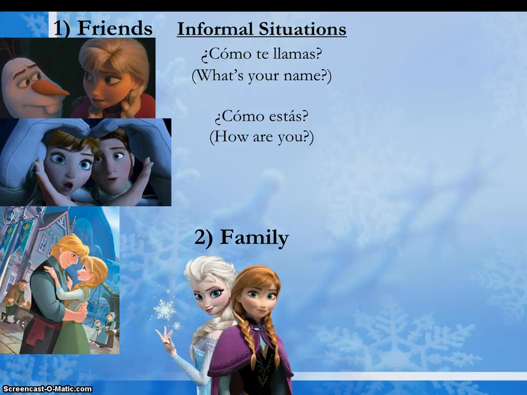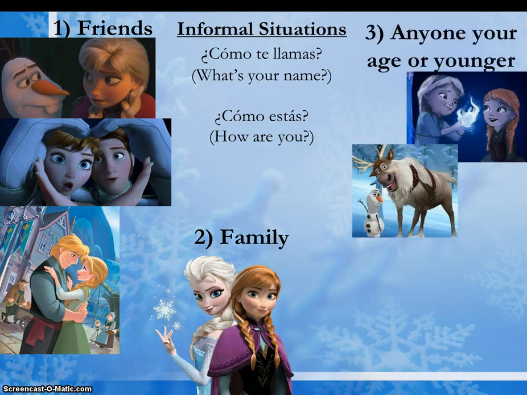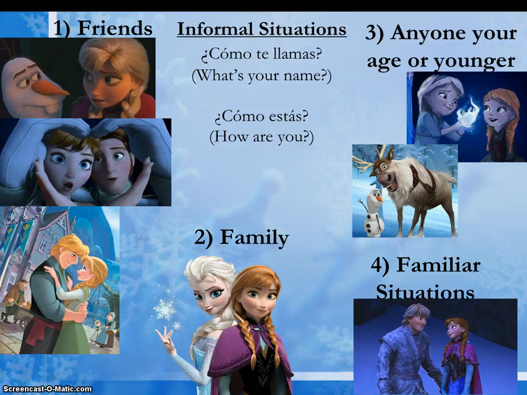So siblings, aunts, uncles, grandma and grandpa, mom and dad. And anyone your age or younger, you use informal situations. So Sven and Olaf, little kids, little children. And also, reason number four, any other general familiar situations you'll use informal. For example, at soccer practice. Okay, it's a familiar situation.